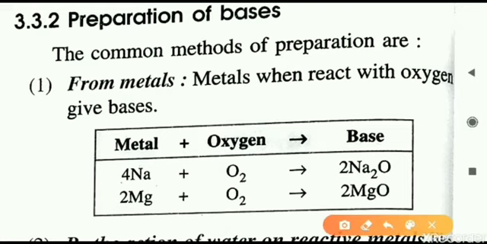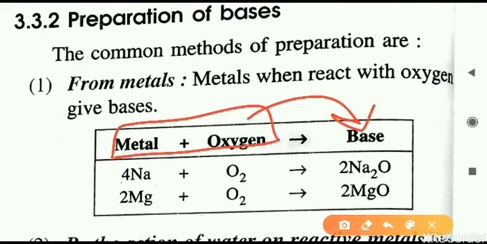The first method is from metals. By oxidation of metals, reacting the metal with oxygen, we can get a particular base. The base will be actually what? It will be the basic oxide of any metal, that is a metal oxide. Like here we can see Na, that is sodium, a metal, reacts with oxygen, and what we are getting is sodium oxide, that is Na2O. It is a metal oxide, and metal oxides can be bases.